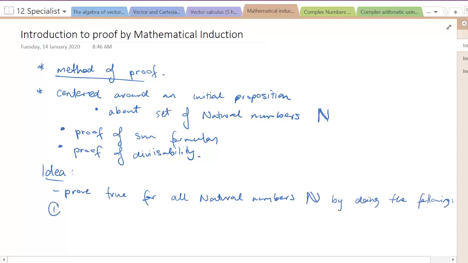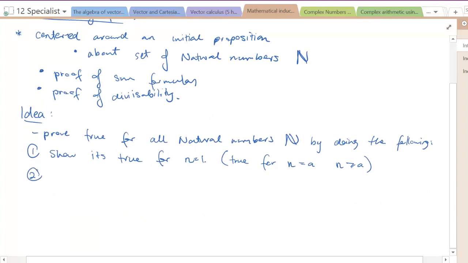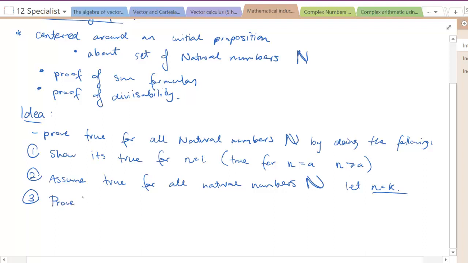The first thing that we will do is show it's true for n equals 1. So it's true for the first number. That's step 1. Step 2 is we're going to assume that it's true for all natural numbers. That's where we let n equal k. k just represents any natural number. And then thirdly, we want to prove that it's true for n equals k plus 1. This is saying that we're trying to prove that it's true for every subsequent number.